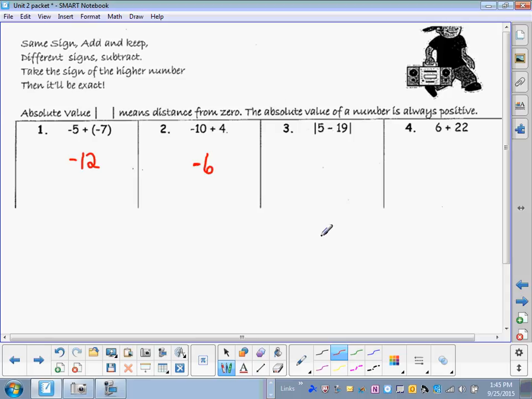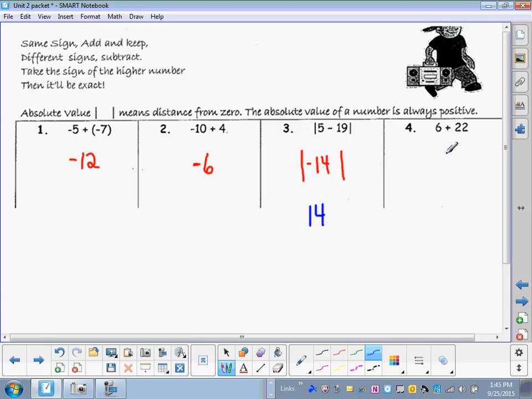Number 3, the absolute value of 5 minus 19. So we calculate 5 minus 19, so that's a positive and a negative. So you take the difference and the sign of the higher number. So the absolute value of 5 minus 19 is the absolute value of -14. We need to remove these absolute value signs, and when we do that, the number inside, we take the positive of it, so 14.